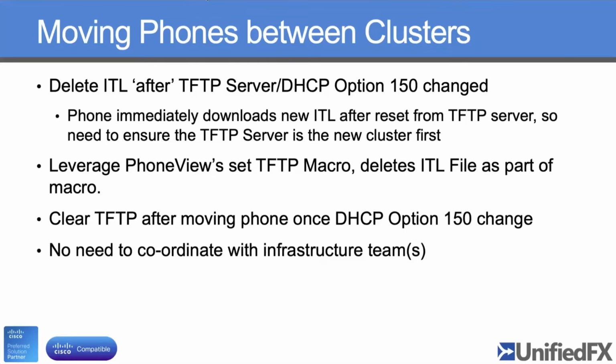And the good thing is, if you do explicitly set the TFTP server using this macro, which we'll talk about in our demo in a little minute, you don't have to coordinate anything with your infrastructure teams. So you don't have to make sure option 150 is set and all those kind of things. You can just, whenever you choose, pick one or more phones or whole entire sites and just explicitly move them over as well. And then later on, maybe your infrastructure team will follow up with an option 150 change, and then you could clear the TFTP file to get it back to normal DHCP operation. Anyway, you've got a lot of flexibility from that perspective.